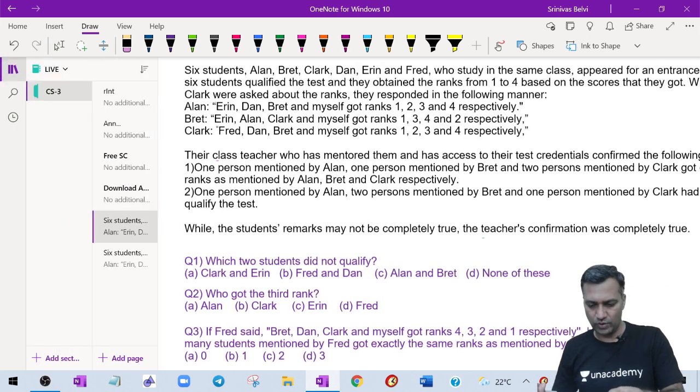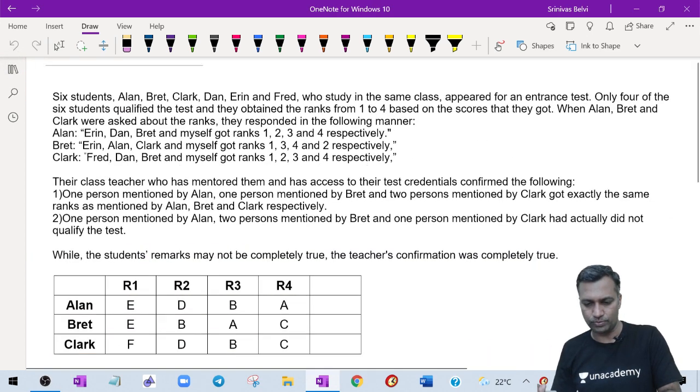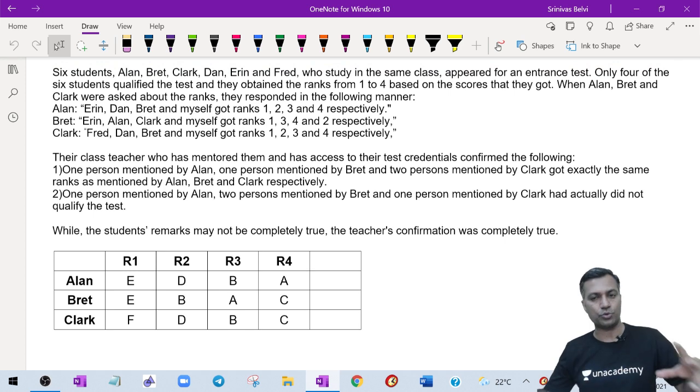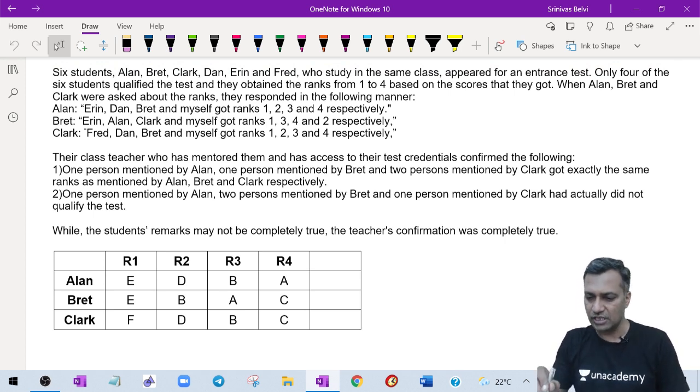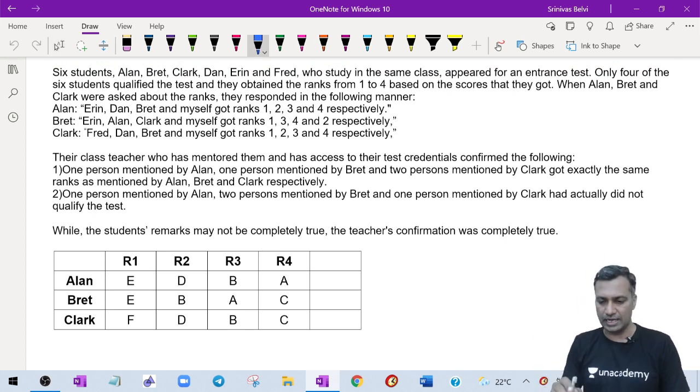Fair enough. So how do I organize this particular data? Let me show you. Probably this is how I put this data in perspective. These are the comments by Alan, which need not be true. What did Alan say? Alan is saying that Erin got the first rank.